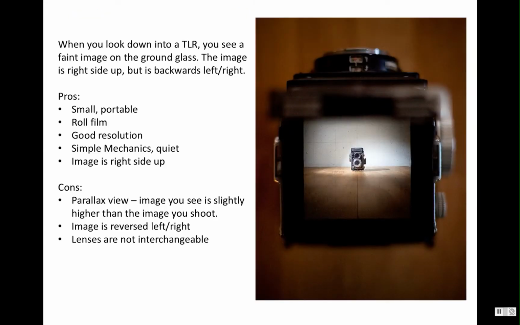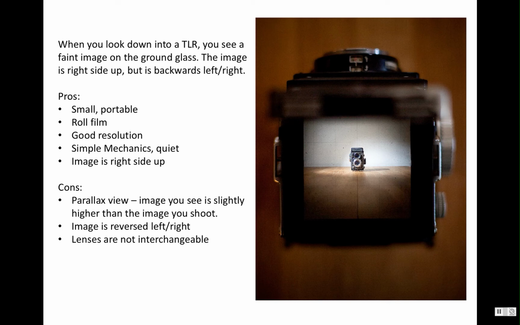Now, when you look down into a twin lens reflex, you see this faint image on the ground glass. That image is right side up, which is great, but it's still left-right backwards. And that can be a little bit tricky when you first learn to compose with this camera, because if you want more of what you think is on the right side of the frame, as you turn right, you lose it. You have to turn left to get more of what you see on the right side of the frame.